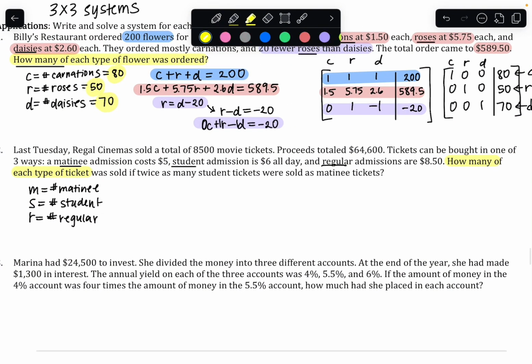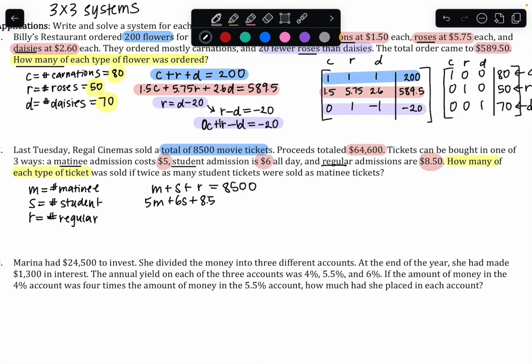Okay, and so we know there is a total of 8,500 movie tickets. So if I add up the M plus S plus R, I should get a total of 8,500. We also know there was a total of $64,600, and then matinee was $5, students were $6, regular $8.50. So 5M plus 6S plus 8.5R equals $64,600.